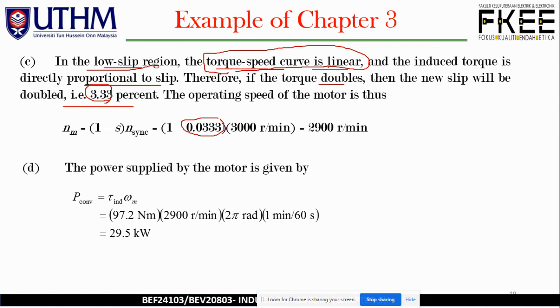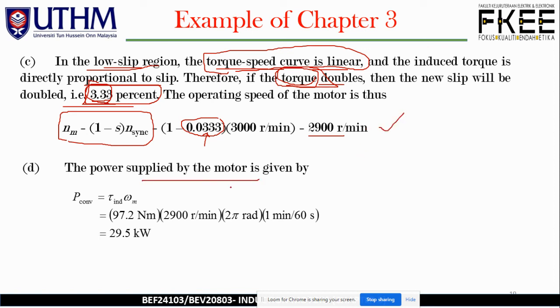Then we can say that if we double the value of torque, this means we are also increasing the slip to double as well. And then n_m equals 1 minus s times n_sync. So substitute the value of 0.0033 multiplied by n_sync at 3000 RPM, giving the new operating speed of the motor as 2900 RPM.